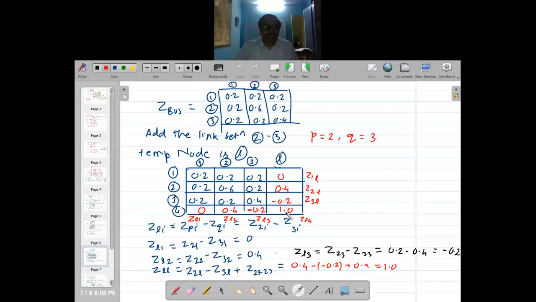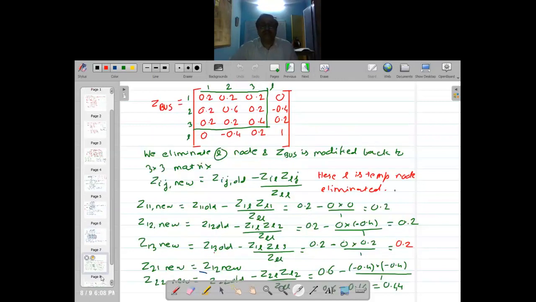And now since it is only a temporary node, we have to eliminate that node and change Z bus back to 3 by 3. Because ultimately only 3 by 3 should be there, the size of the Z bus. Only 3 nodes are there. So we have a formula where we eliminate this, that each Zij will change to the new value by using this formula.